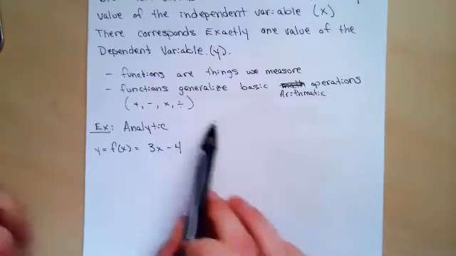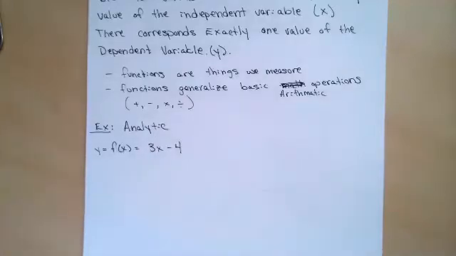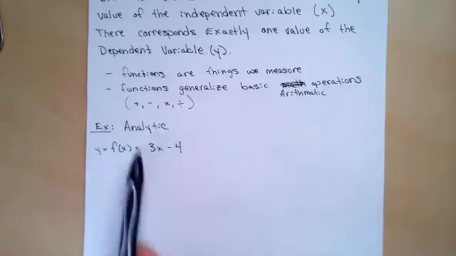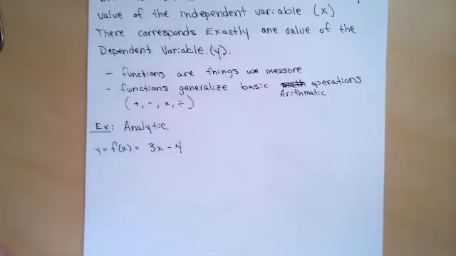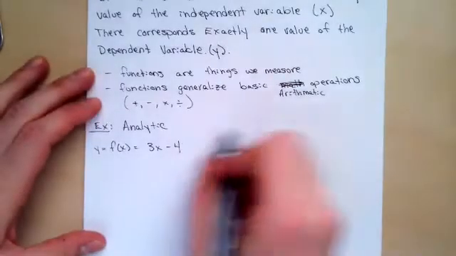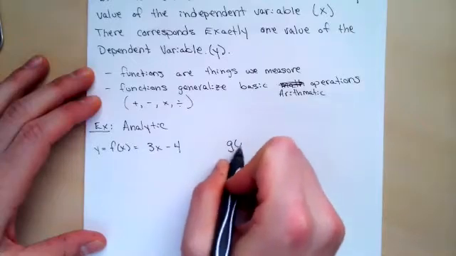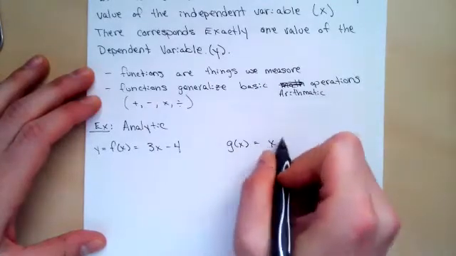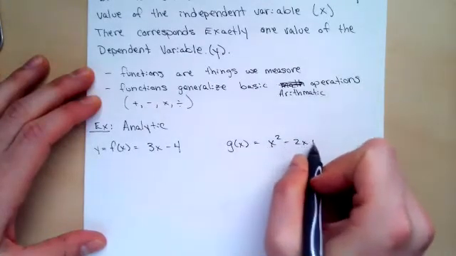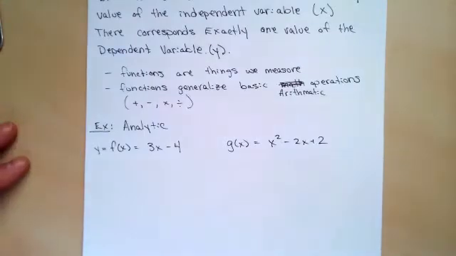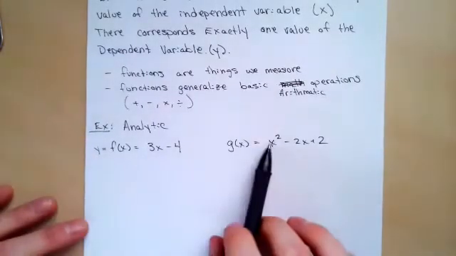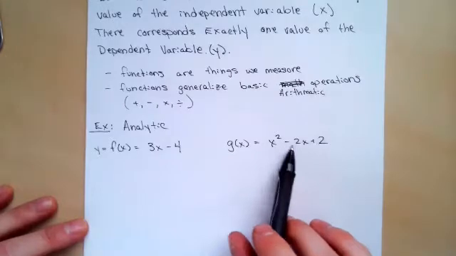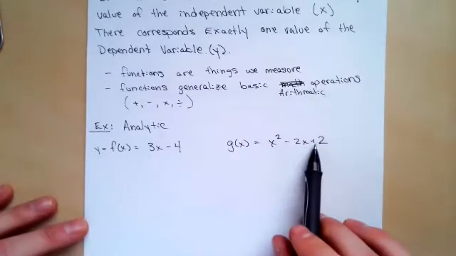So instead of just a given add two numbers, subtract two numbers, we can apply a sequence of arithmetic operations to generate functions. Of course, other examples, we might have things like g of x is equal to x squared minus 2x plus 2. This says take a number, square it, subtract off 2 times the number, then add 2.